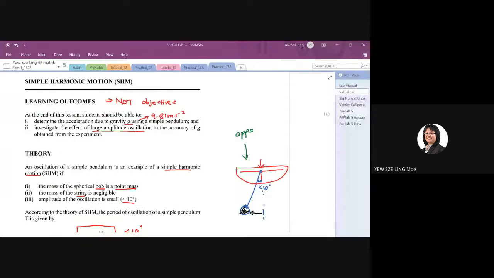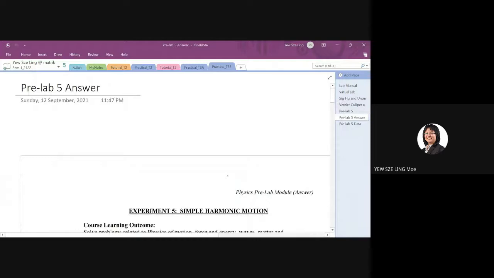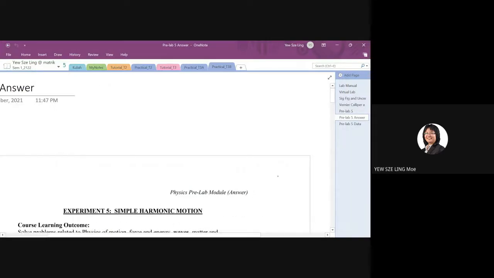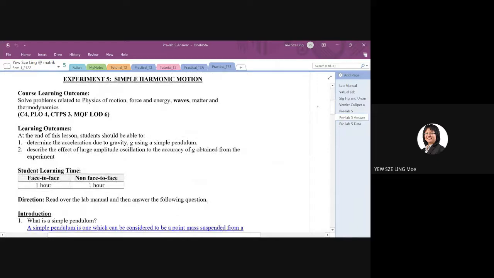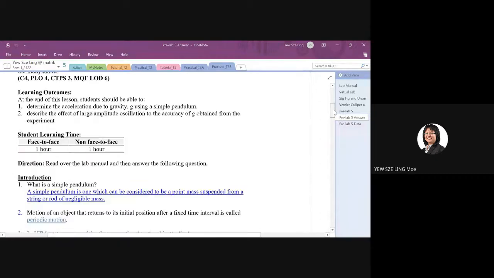So virtual lab done. Let's look at pre-lab. Pre-lab is just very simple. I will go through it quickly. I'm going to finish it within 5 minutes so that I can show you how to do the video. Now experiment 5, simple harmonic motion. All this, I'm going to skip.